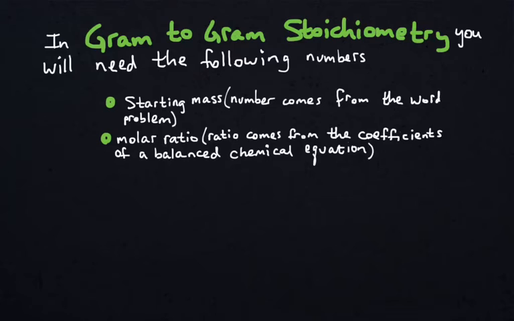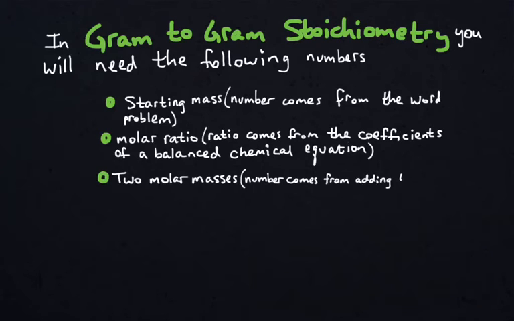All right, and then you're going to need 2 molar ratios. So the first number is a starting mass, the second number is a molar ratio, and the last 2 numbers that you need for gram-to-gram stoichiometry are 2 molar masses. I also made a video on YouTube on how to determine molar masses. Where does this number come from? It comes from the periodic table.